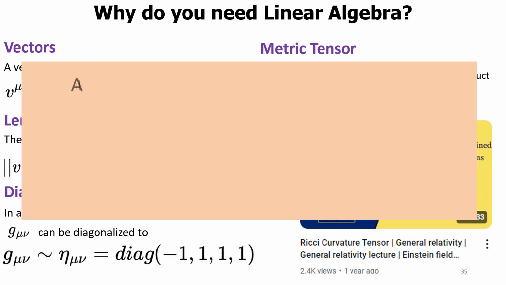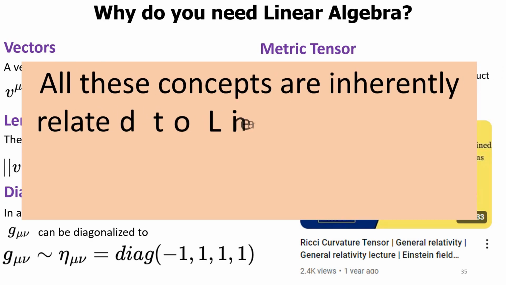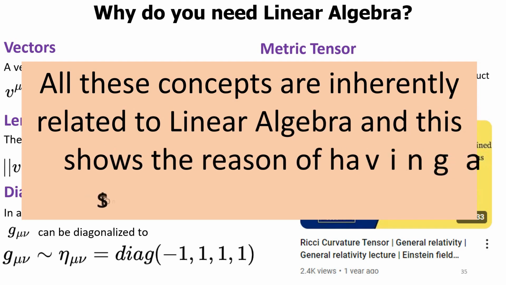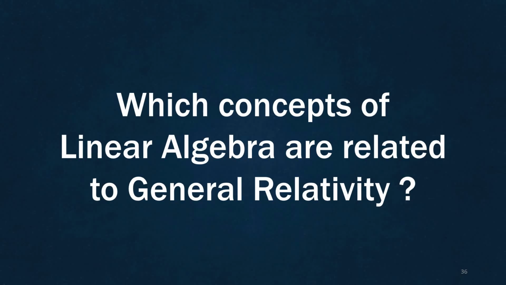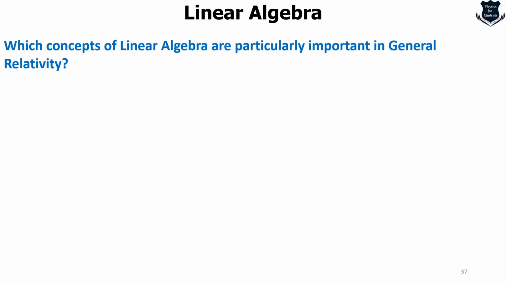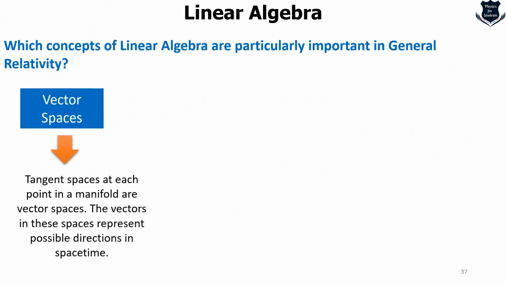Now the question comes that all these concepts are inherently related to linear algebra, and this shows the reason that you need to understand linear algebra, and gives you a good reason that you should know linear algebra in order to go ahead with general relativity. The question is, do I need to understand all the concepts of linear algebra, or only certain concepts? So first let me tell you what are the concepts which are related to general relativity.